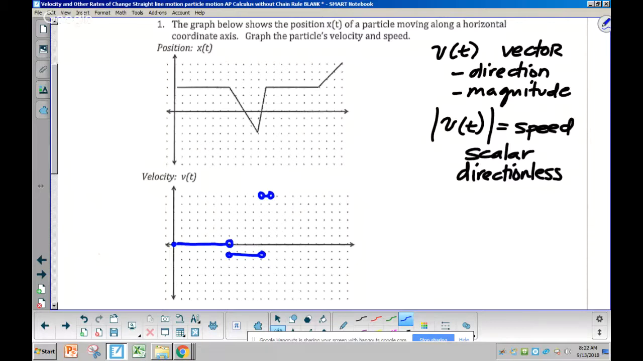And then I have a 0 slope from 12 to 18. And then I have a slope of 1. Good. Till the end. And I can have a solid dot at the end because I don't have a corner there. And that's the velocity.